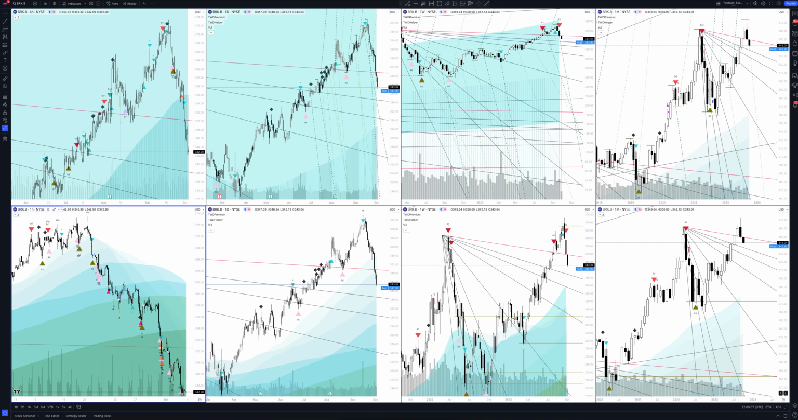Today we will take a look at Berkshire Hathaway stock. Let's analyze the market situation and find out how you can make money on it. Let's start.